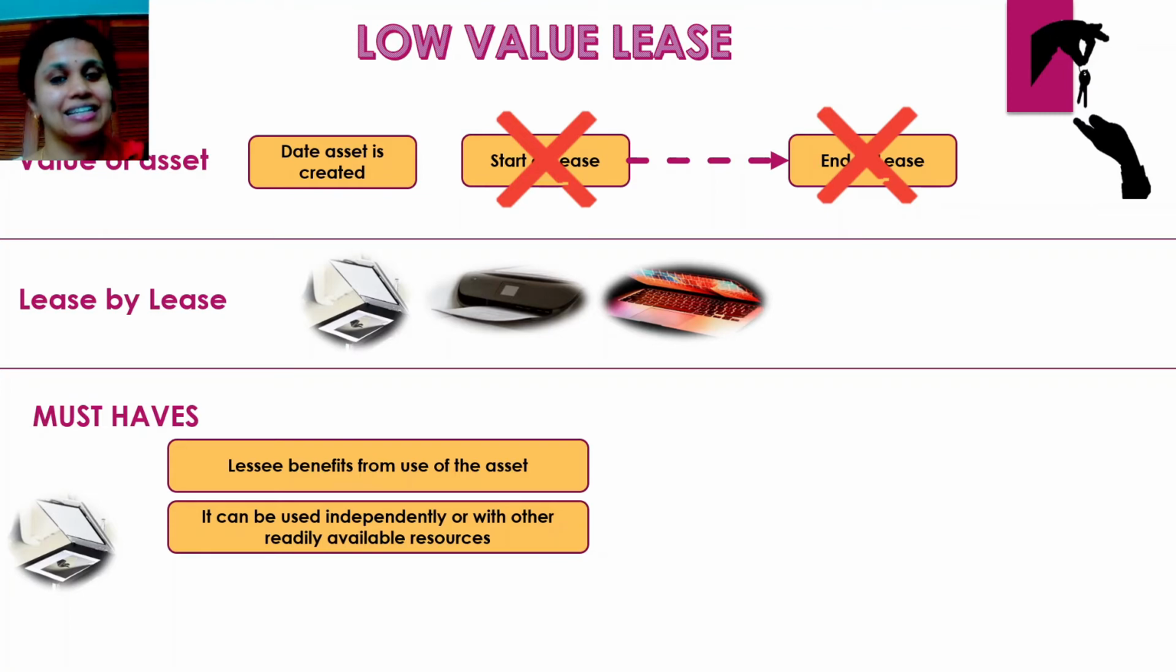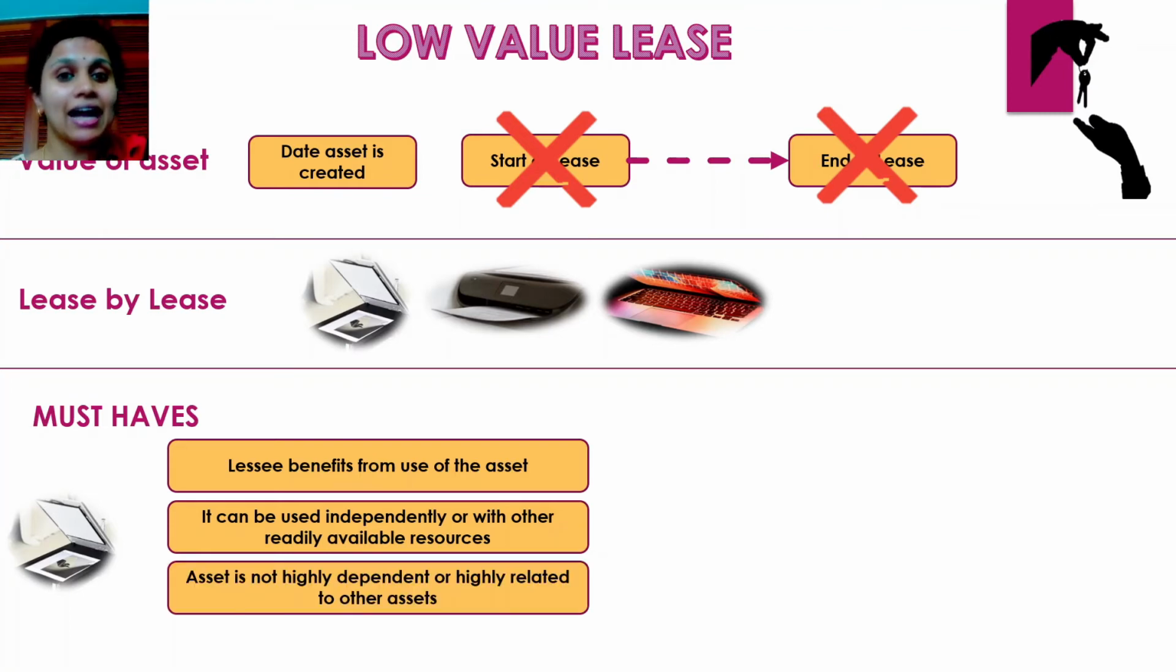So, then in that sense, the printer does qualify. The third one is that the asset should not be highly related or dependent on other assets. For example, the tires of a car. You cannot say that the tires are a low value asset, but the rest of the car is high value. No, because you cannot use those tires independently without the car.